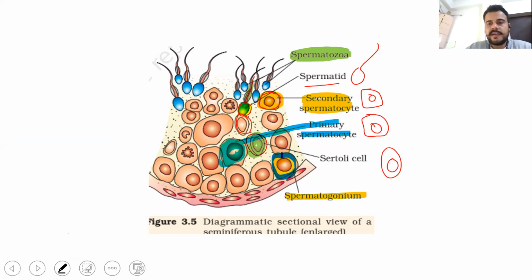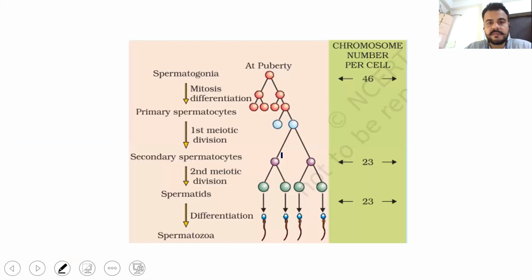So any problems in this diagram? What I explained, guys? So you will be reading this, that's why.